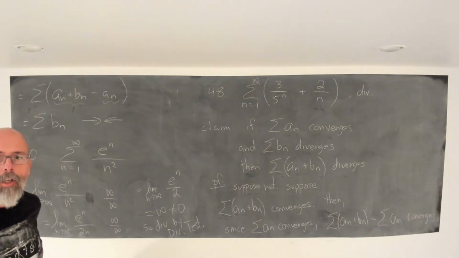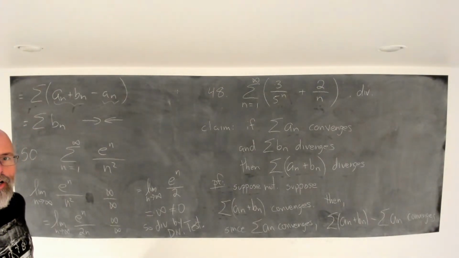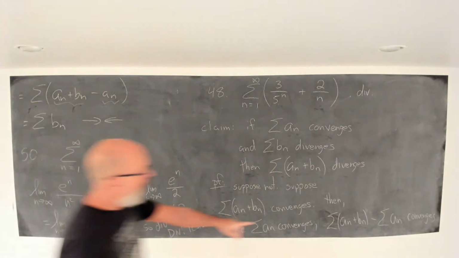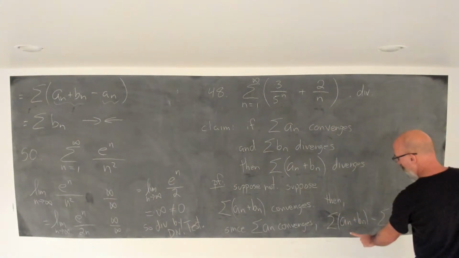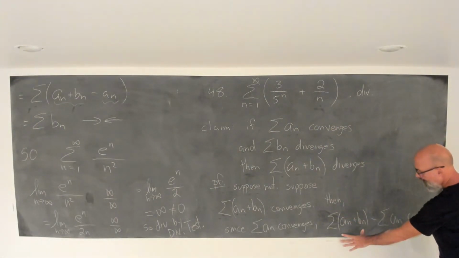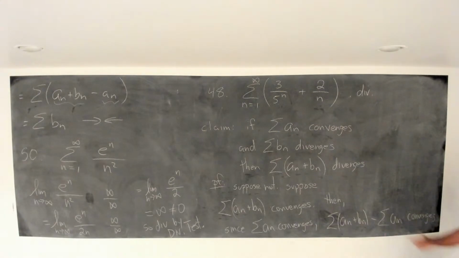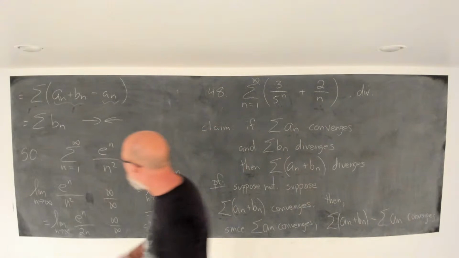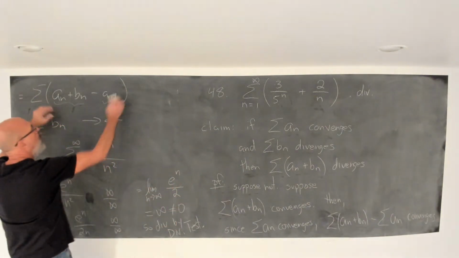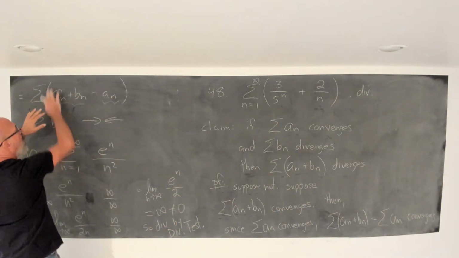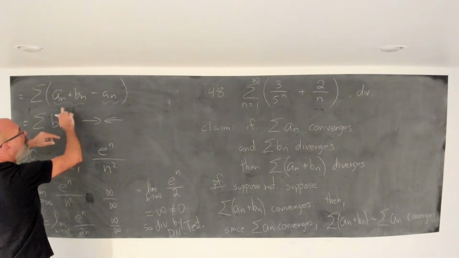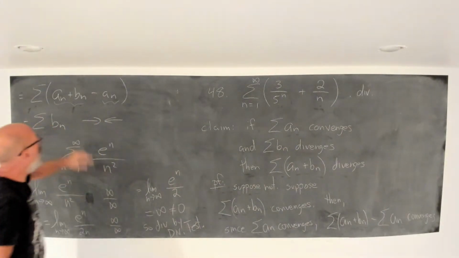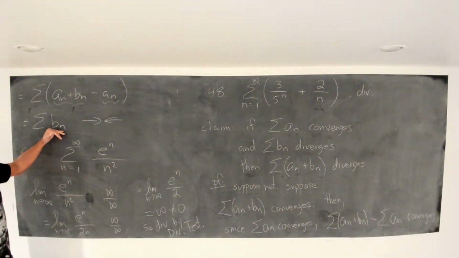Mathieu is asking, why does the last line of the proof show that Bn converges? Here we have a convergent series. Here we have a convergent series. So the sum or difference of convergent series is convergent, and you can group them together. So this, which is equal to that, is convergent. But this is just that.